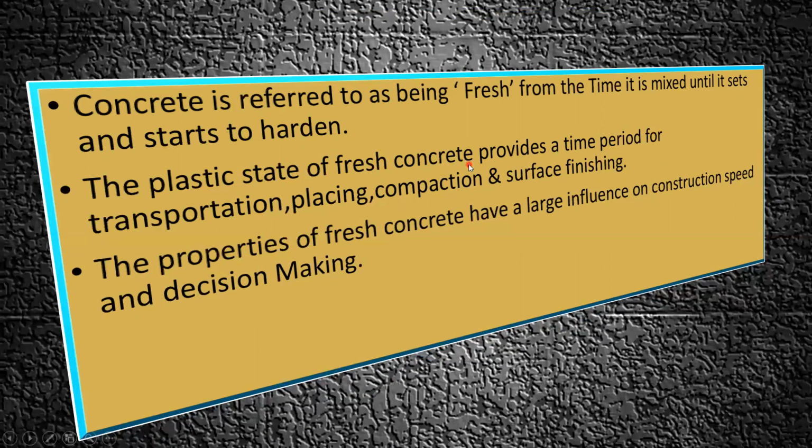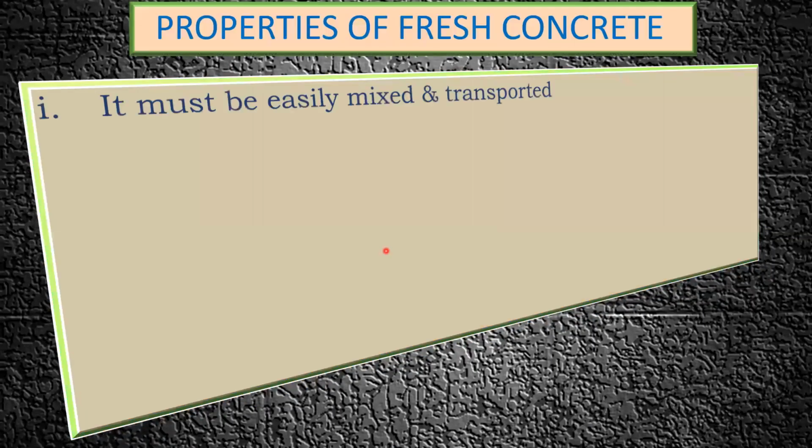So these are the different nature of a concrete, I mean the nature of a fresh concrete. The properties of a fresh concrete have a large influence on the construction speed and the decision making. Obviously, because if a concrete is fresh in nature, then what will happen? The speed of a construction also happens quickly, right? So that is what you mean by the third point. Now, again, trying to see the properties.